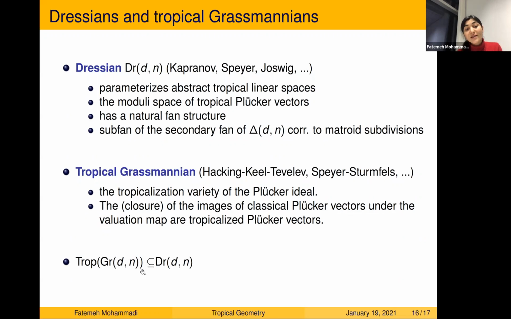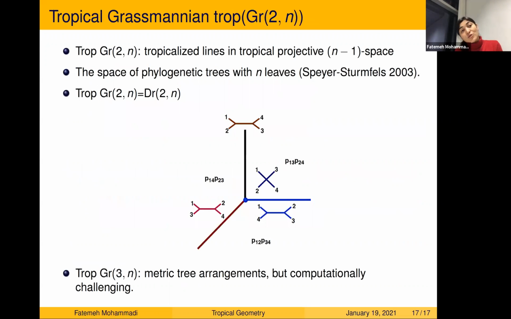And what we saw is that every element of the tropical Grassmannian Dn is an element in the Dressian, meaning that all these nice combinatorial properties that we saw for tropical vectors are satisfied for every point of the tropical Grassmannian. Okay, but the inverse might not be true. The only case where it's true is actually the tropical Grassmannian 2n, which is just the tropicalized line in the tropical projective n-1 dimensional space.